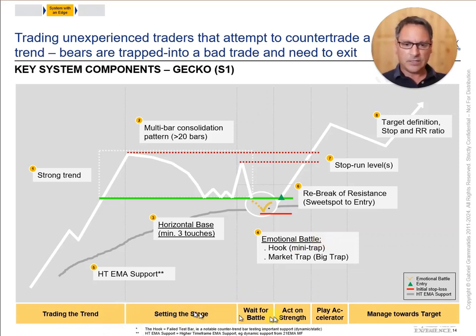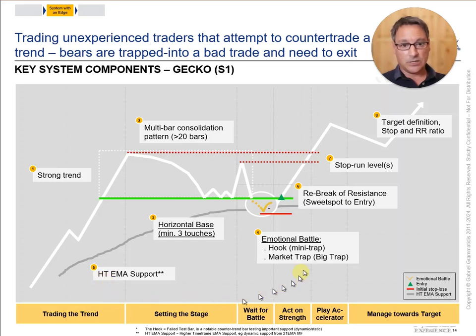So again, here we've got our six phases of a trade, and these are the main components. I mean, it gets more detailed, but as an overview, right, we need a strong trend, we need a multi-bar consolidation. For the gecko, it's minimum 20 bars. Then we need the base horizontal with minimum 3 touches, and then we need the battle, right, the emotional war, and higher time frame support.